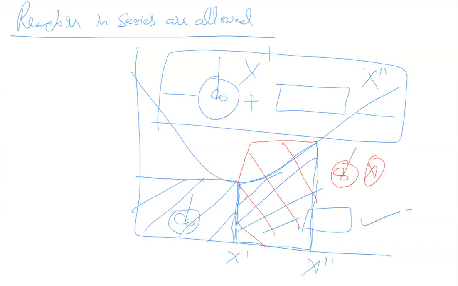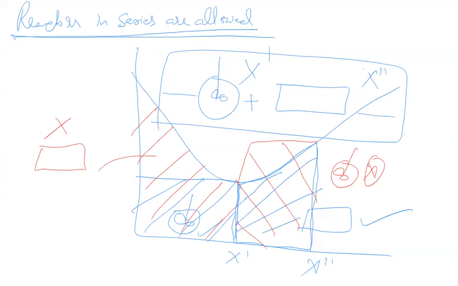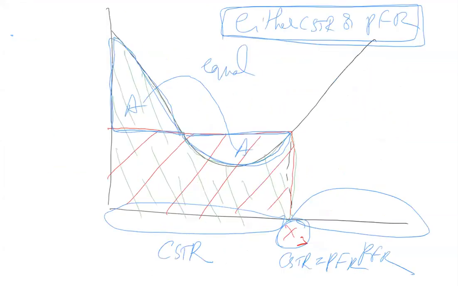Suppose you select a PFR here up to X prime, then this is wrong. So you should select a CSTR here. If reactors in series are allowed, you should select CSTR followed by PFR. If reactor combination is not allowed, then up to X3 you should select a CSTR. Beyond X3 you should select a PFR.